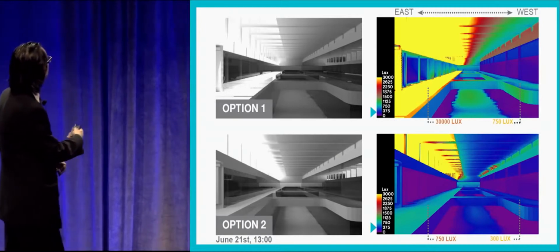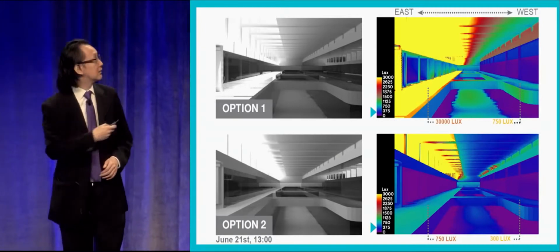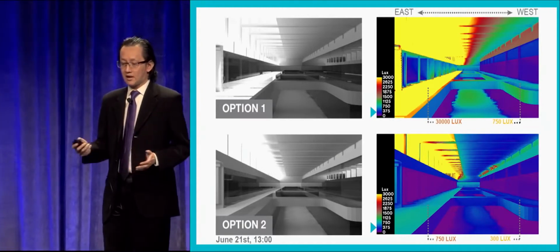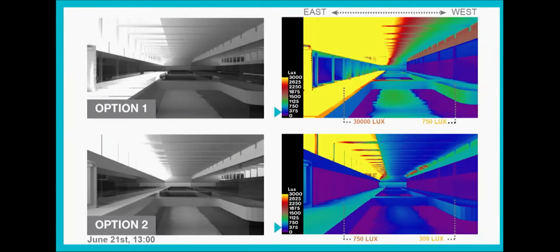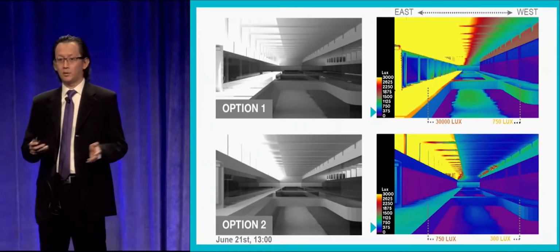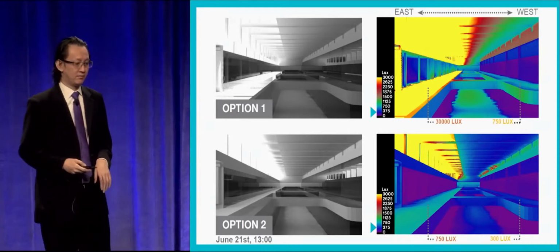The first image shows the rendering of the luminance level. The second column shows the illuminance level. Our target is the blue color, which is around 200 to 500 lux. You can see our initial design shows a problem in daylight also. We reached more than 30,000 lux in the space. So you can see the correlation between a bad building in energy performance and in daylight.